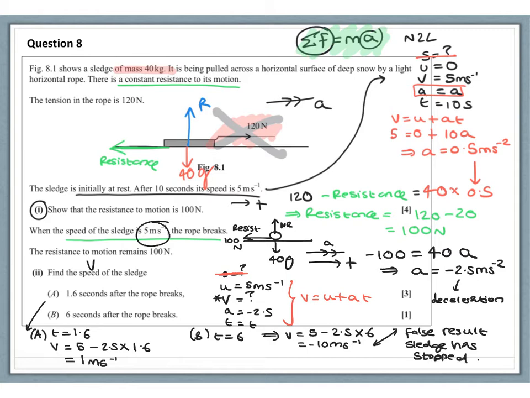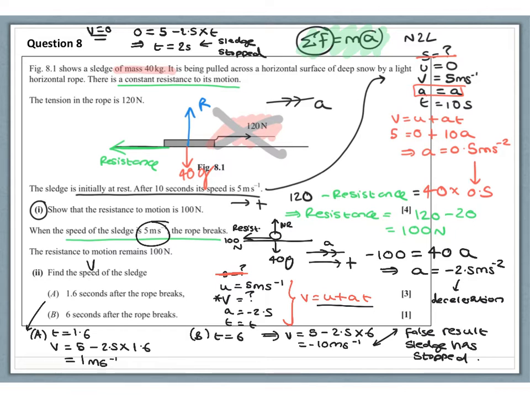And in fact, there isn't a huge amount of space, but I'll work it out up here. Let's imagine V equals 0. So let's take our equation V equals U plus AT, and I'll say 0 is equal to U, which is 5. Now the acceleration is minus 2.5 multiplied by t. Now if I rearrange this, this gives me t equals 2 seconds. So at 2 seconds, the sledge actually stopped moving.